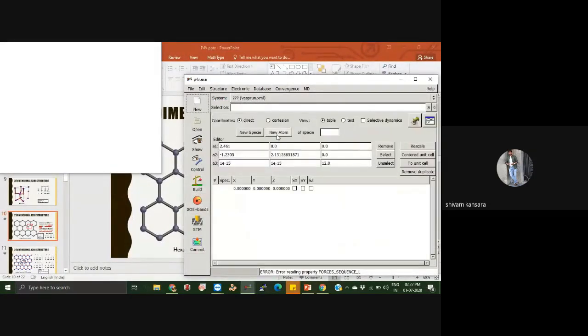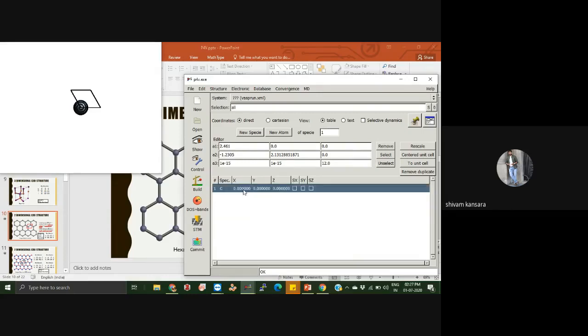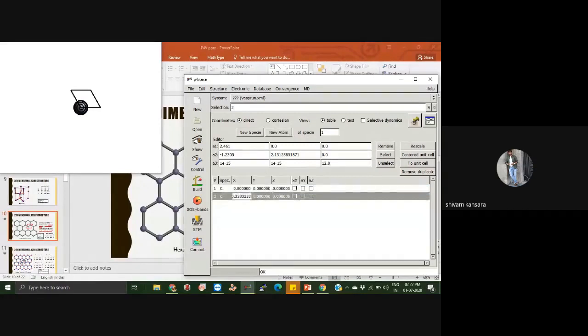Okay, now new atom. This is a hexagonal structure, and keep C here. Okay, this is carbon. To make the graphene structure, we have 4 types of atomic position, but this is the first one which we are doing, 0.333, or just do 0. Okay, and then new atom, we take 0.333 and 0.666.